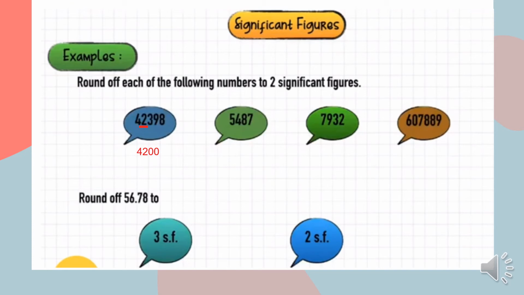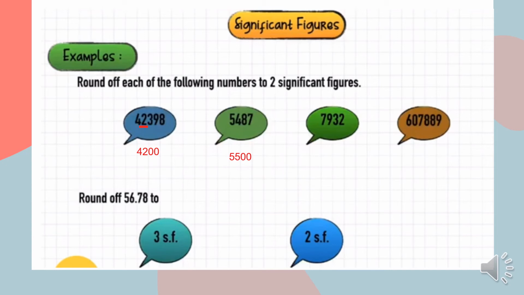Okay, how about 5487? So we underline 4. Okay, we underline 4 and then we compare the number next to 4, which is 8, and we know that 8 is larger than 5. So when 8 is larger than 5, we have to, good job, we have to add 1. So we should write, good job, 5500. Okay, because we know that the 0 at the back of an integer is not significant.